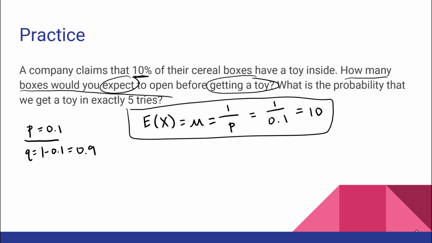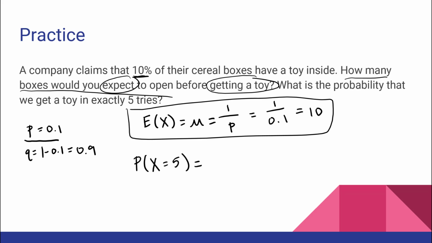Our next question is asking the probability that we get a toy in exactly 5 tries. So we open box number 1, there's no toy. We open box number 2, there's no toy. We open boxes 3 and 4, and there are still no toys. But on our 5th box, we get a toy. So what is the probability that this occurs? Writing that out in probability notation, that looks like P of X, our random variable, is equal to 5. So it takes 5 tries to get a success, so to get a toy.